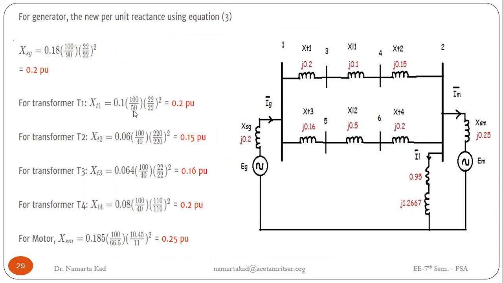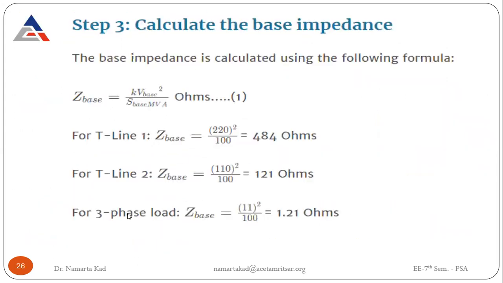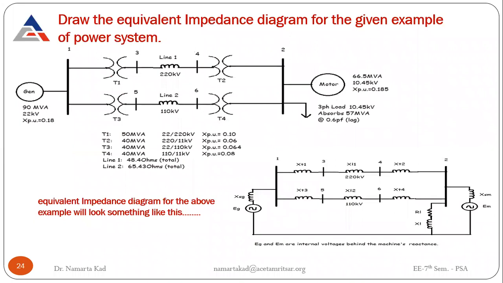Now similarly for transformer T1, here it is 0.1, 100 is our assumed, 50 is the given. 22 by 22, because on the primary side it is 22 and 22. So it gives you 0.2 per unit. And similarly for transformer T2, 0.06, these values 0.1, 0.06, 0.064, 0.08 are given in the question. See here again. These are given in the question.